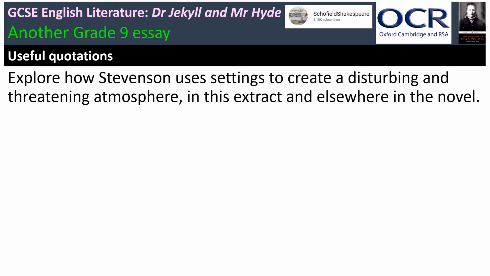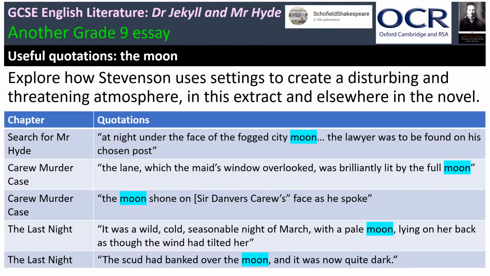Given that the question requires you not just to analyse the passage, but to refer to other parts of the novel, you may find some of these quotations useful, which give a good insight into the atmosphere in London for much of the novel. How might you incorporate and explore some of these quotations referencing the moon within your essay?